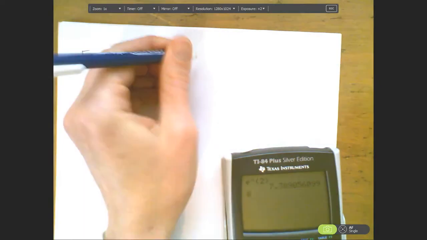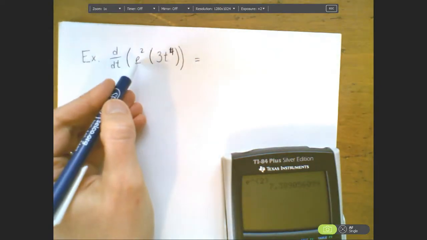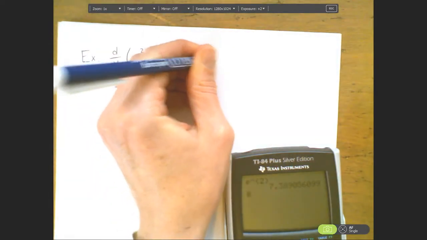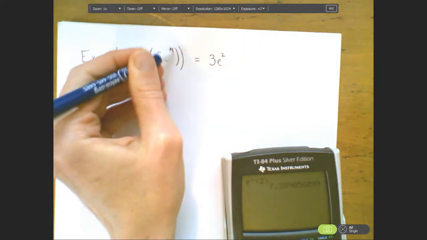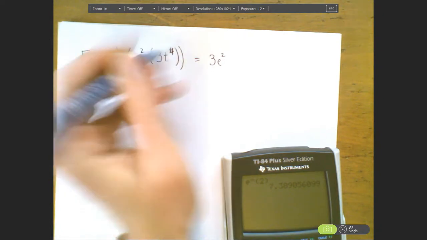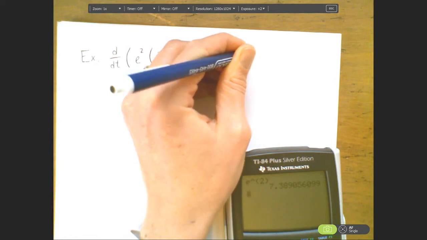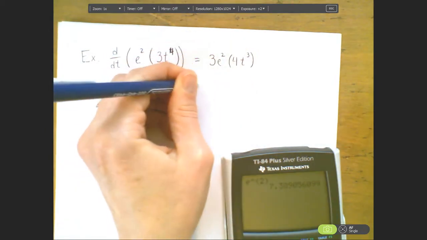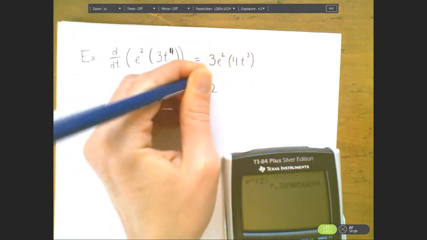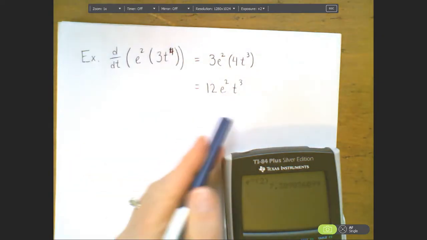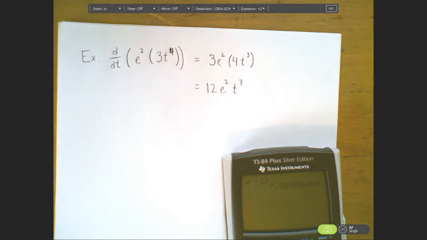This is actually just, if I took my e squared and multiplied it by a 3, my coefficient out front is just 3e squared. And I can use power rule and take the 4 down, t cubed. And this is my final answer. So I could rewrite this as 12e squared t cubed. And this is a function of t because e is just a constant.